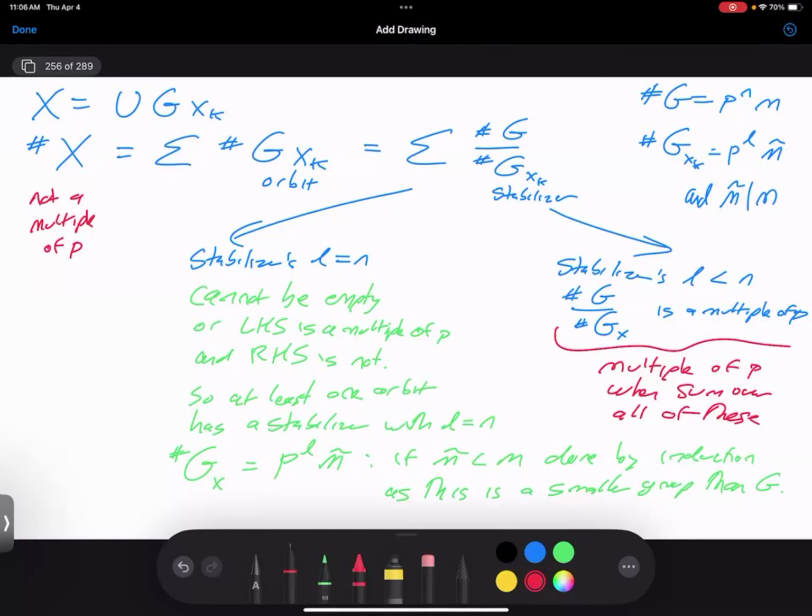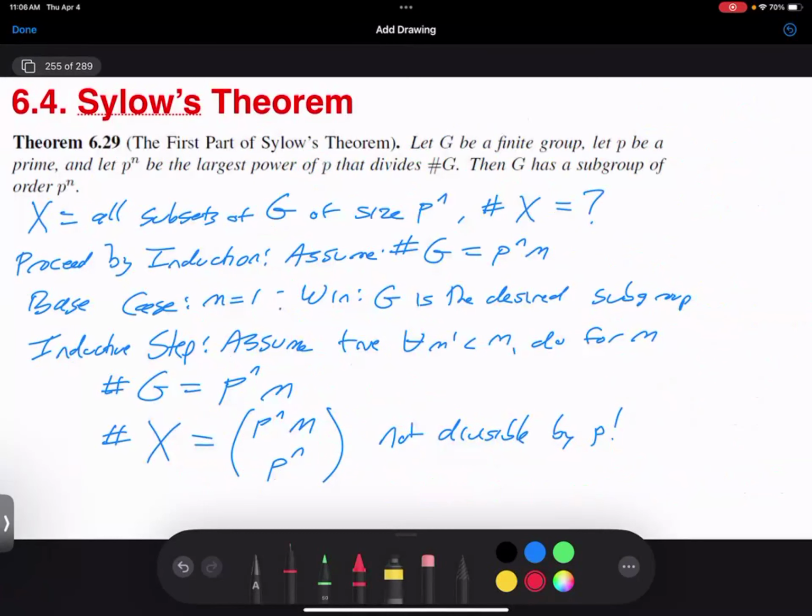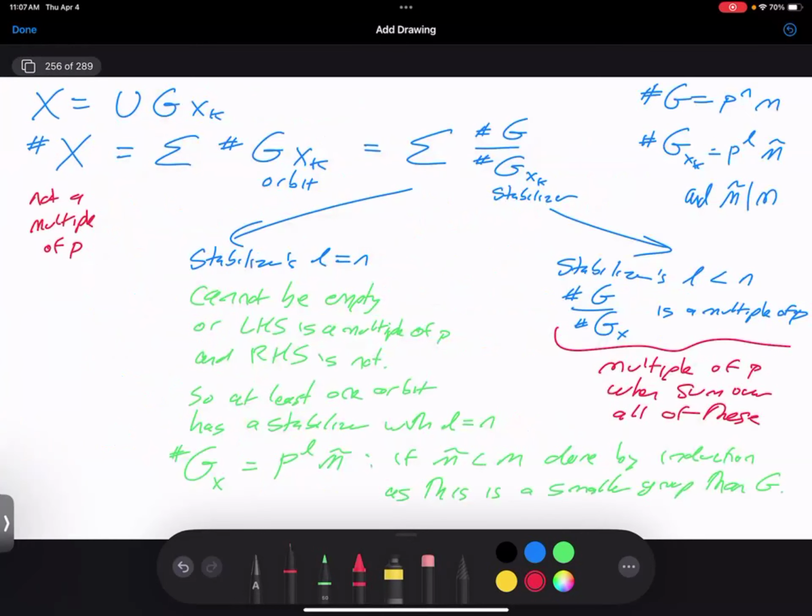we might not have our problem solved. Remember, we're trying to show that there is a subgroup of size p to the n, and we're proceeding by induction. So if m tilde is less than m, this is a group that now has fewer elements and we're done. So the only case when we're not done is if m tilde happens to equal m, and we have a stabilizer that has exactly the same number of elements as the original group. In fact, it is the original group. And so we just have to show that that case can't happen.